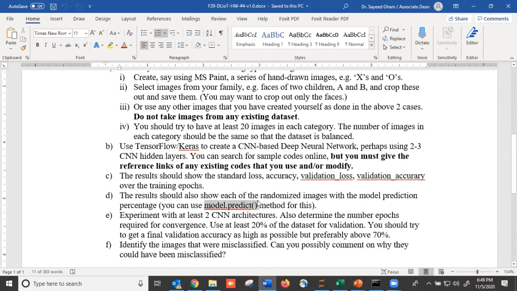model.predict. This was given in one of the examples in Jeff Heaton. You can use model.predict. You can give it a particular image, and based on your trained model, it will give you the prediction of that particular model. Okay, so for a particular image, you give it from the validation. If it gives you a bad result, a bad accuracy, then you need to give an idea as to why it is so bad.